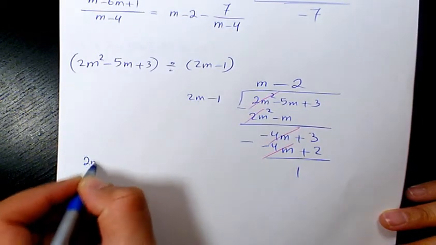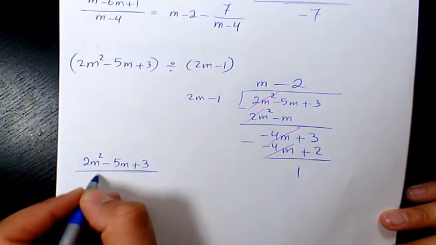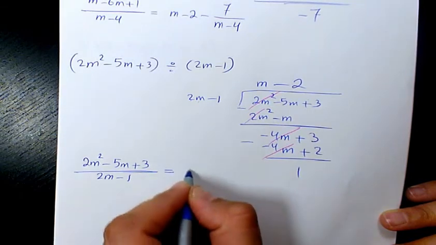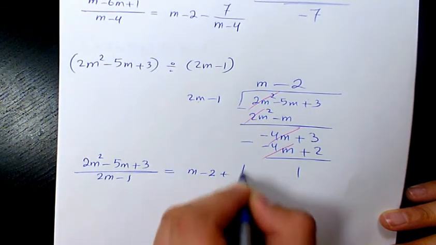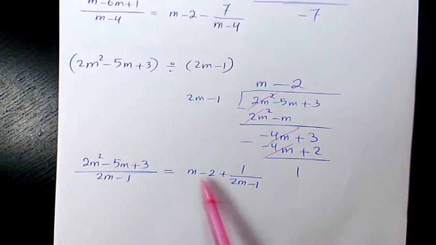So 2m squared minus 5m plus 3 divided by 2m minus 1 is going to be equal to m minus 2 plus 1 over 2m minus 1. That's the remainder. This is the quotient.